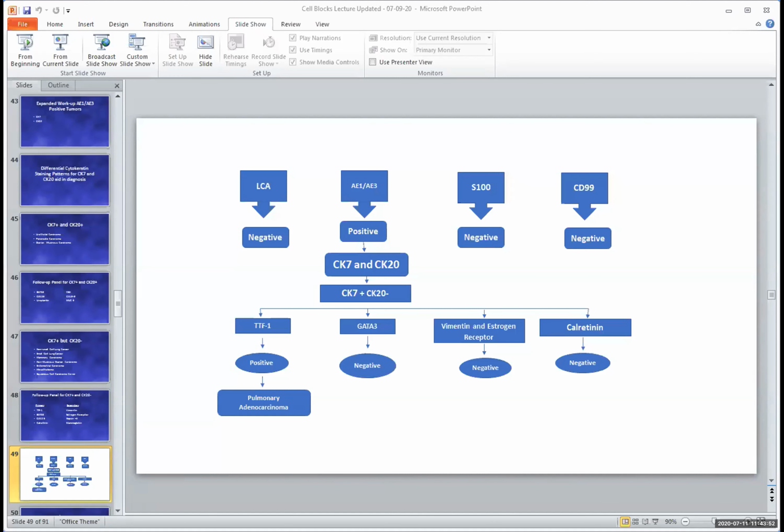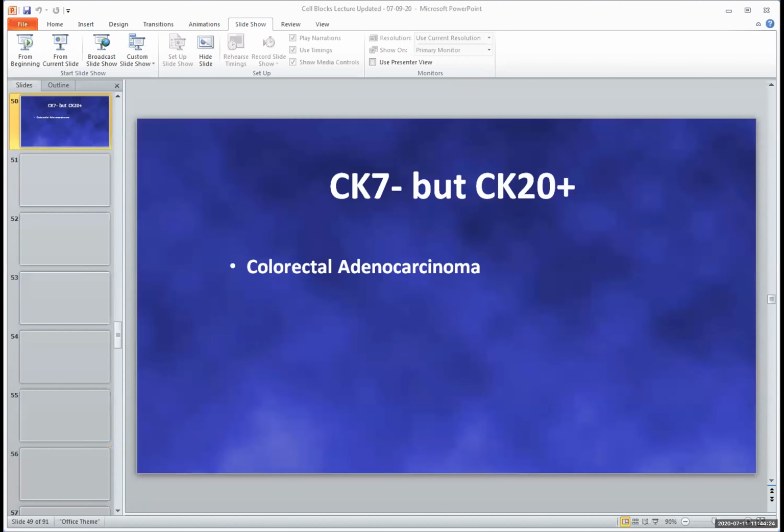Just a schematic here. You can see the very poorly differentiated cells. The only markers that were positive were the keratins. Then I did my differential cytokeratins. CK20 was negative, CK7 was positive. So there's this tertiary panel, and indeed in this particular case, the cells were TTF1 positive. It was a pulmonary adenocarcinoma, and then I could refer it, if necessary, to molecular typing.